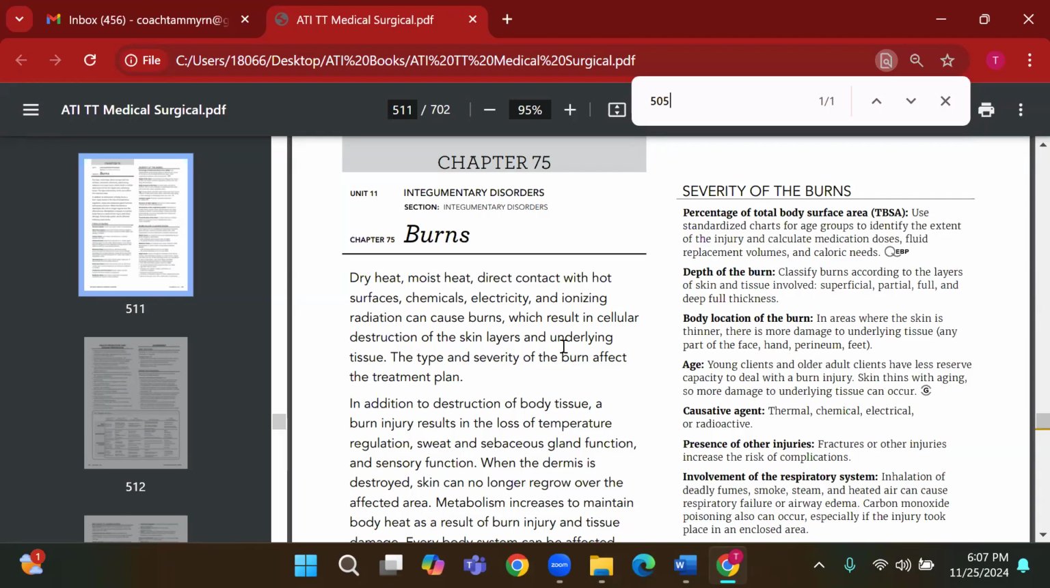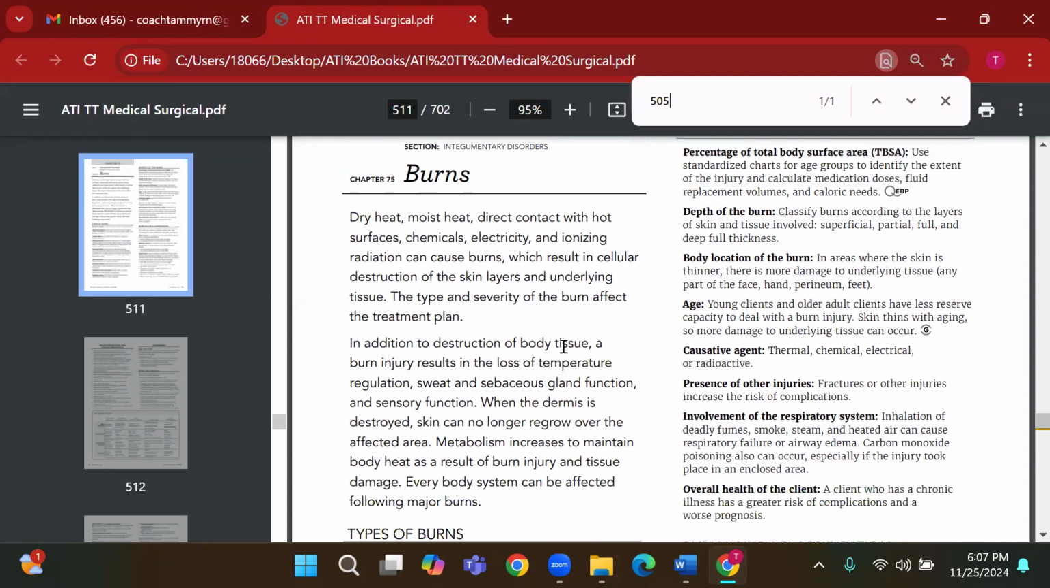But when you're dealing with burns, there's a couple things that I think are kind of important. They can be different kinds of burns. There could be a dry heat burn, a moist heat burn, direct contact with a hot surface, chemicals, electricity, radiation. All of those things can cause a burn. And so it says the type and severity of the burn affect the treatment plan.